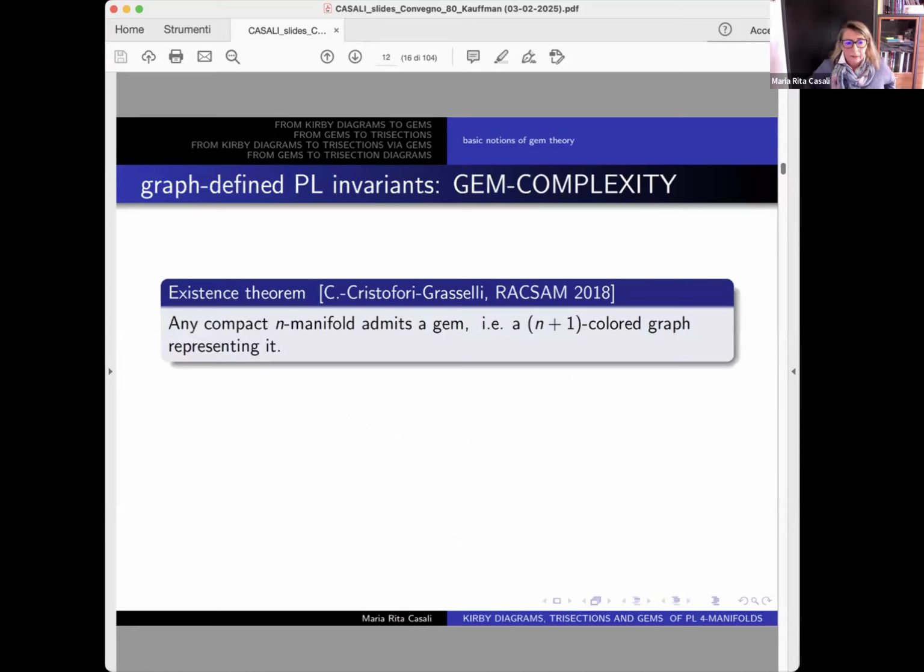This is the existence theorem, which gives foundation to the theory, ensuring that any compact PL n-manifold admits a regular (n+1)-colored graph representing it. It admits a gem.